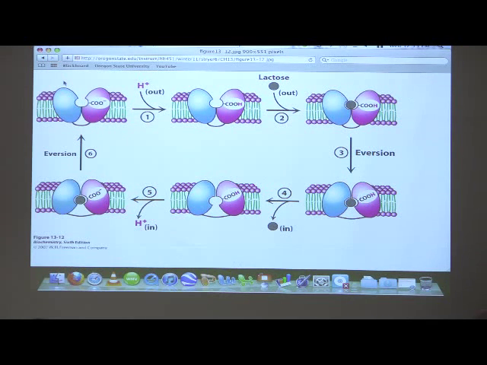You'll see that the driving force for this is a proton. And the proton itself, if we look at this, comes in an interesting way. It binds to a carboxyl group that's on the transporter itself. That change in charge of the carboxyl group causes a conformational change in the transport protein, which allows it to bind to lactose. Lactose, as a consequence of that, can bind and cause a conformational change of its own, which allows the transport protein to ultimately push it in.